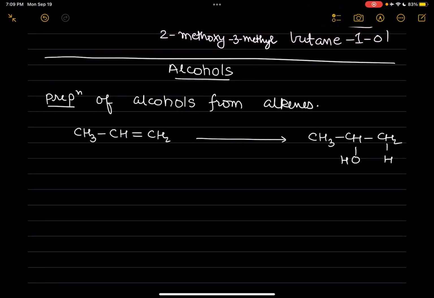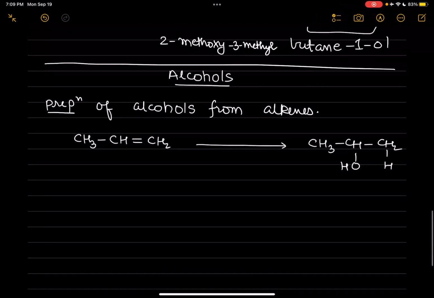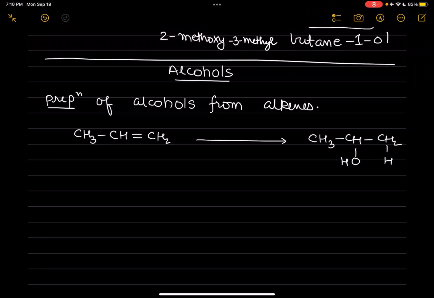Or substitution reaction, or rearrangement reaction. Substitution is one group is replaced by another group. And if two groups come and join, that is addition. If two groups are removed, that is elimination. Is it addition or substitution or elimination or what? Addition. Yes, this is an addition reaction.